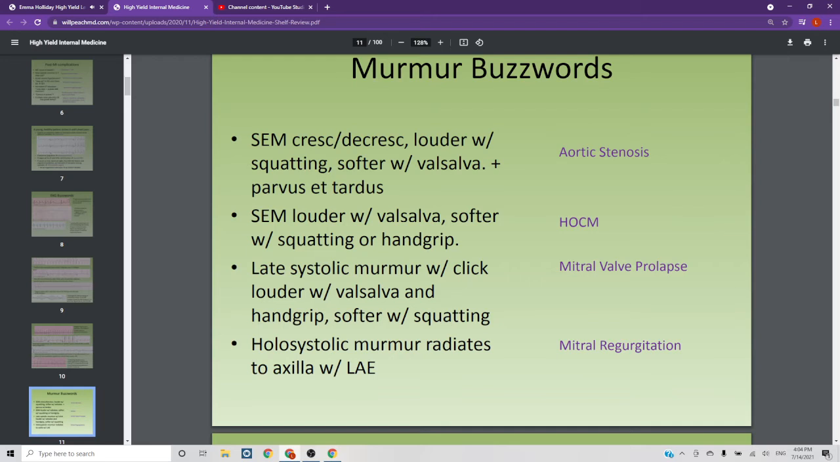So that'll improve an aortic stenosis murmur, but it'll worsen a HOCM murmur. So that's kind of the differentiating factor that I remembered. Now where it becomes tricky is in this third fella, late systolic murmur with a click.